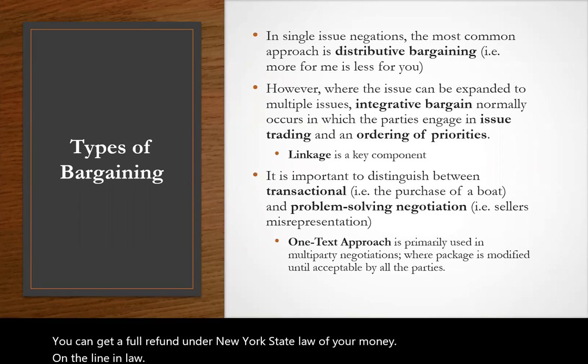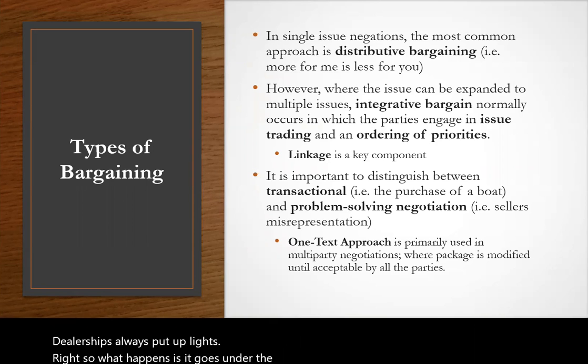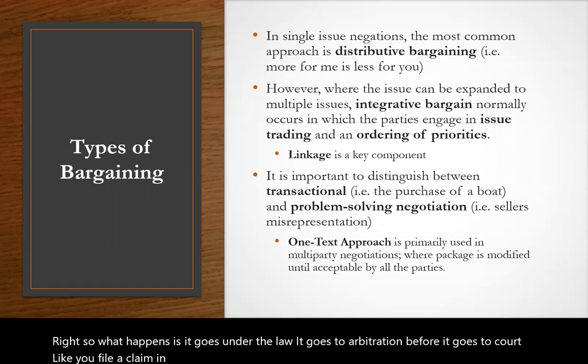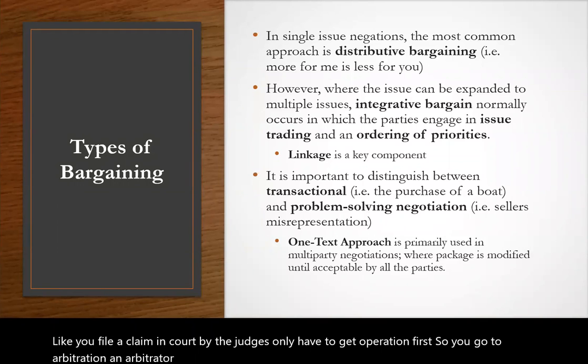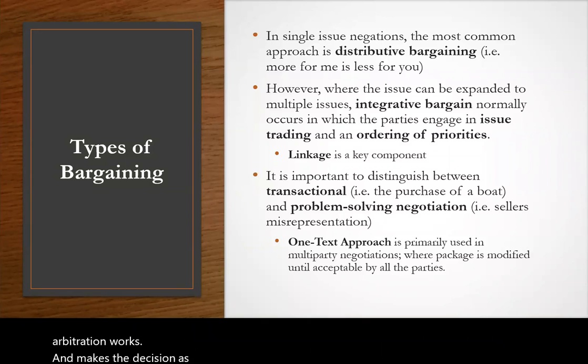Now, dealerships always put up fights, right? So what happens is it goes to arbitration before it goes to court. You file a claim in court, but then the judge says, oh, you have to go to arbitration first. So you go to arbitration, and the arbitrator listens to both sides presenting their case, and makes a decision as to if the car is, quote, a lemon, and if the person is entitled to all of their money back and any expenses that they've incurred.